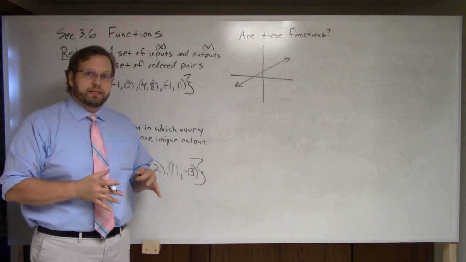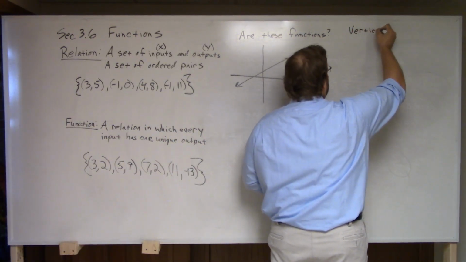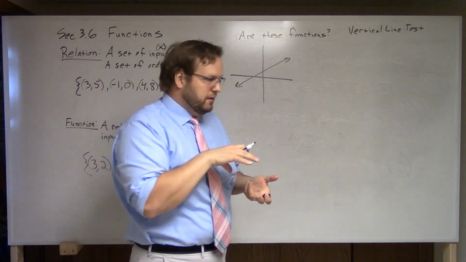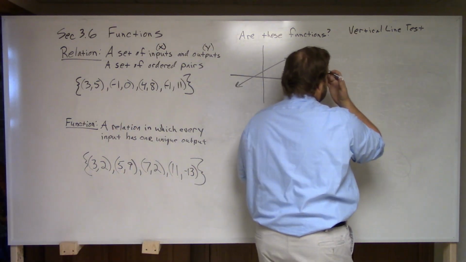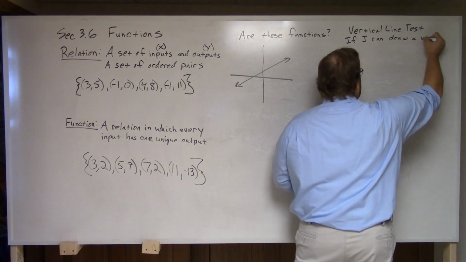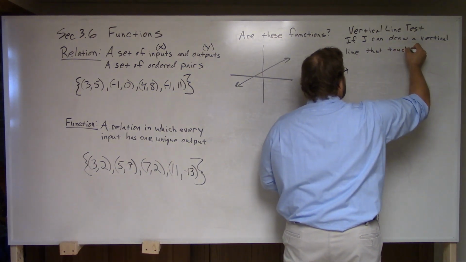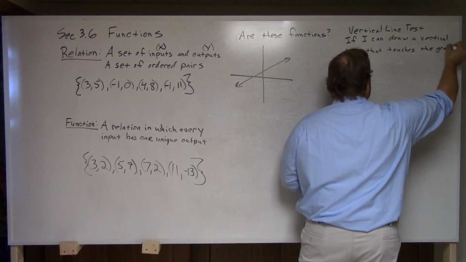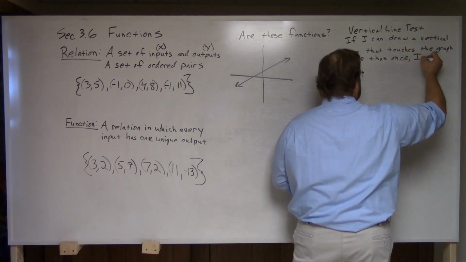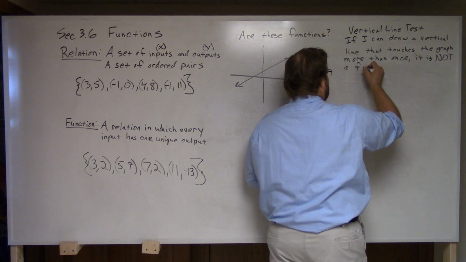Now, what we use to determine this is called the vertical line test. Okay, so let's write that here. Now, how I like to describe that is kind of the wrong scenario. Okay, so a vertical line test says this: if I can draw a vertical line that touches the graph more than once, it is not a function.